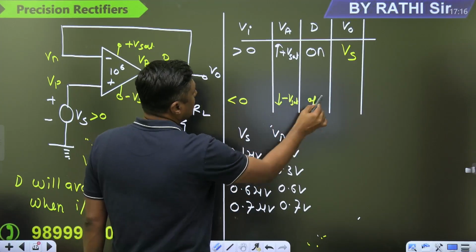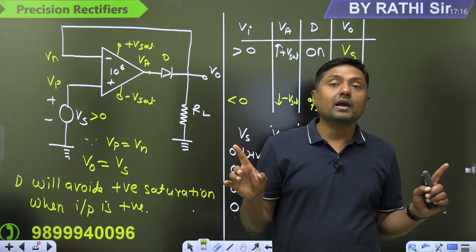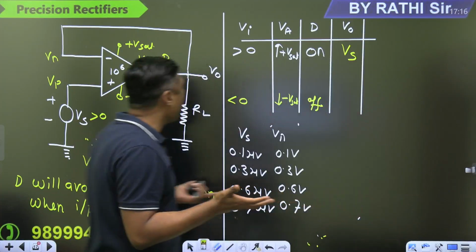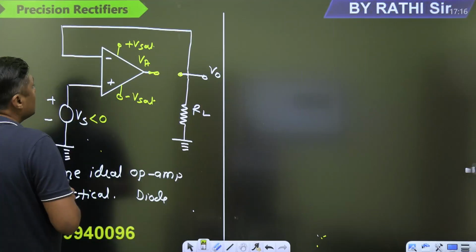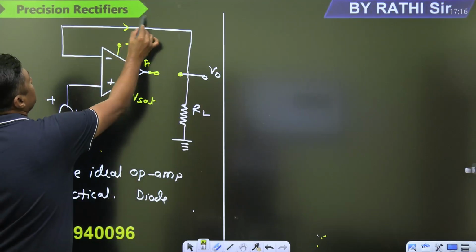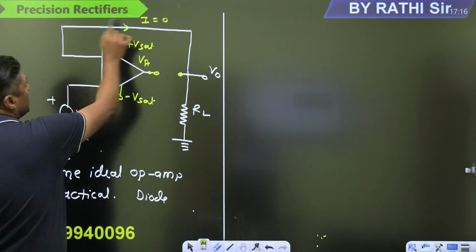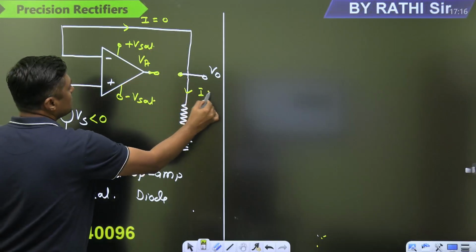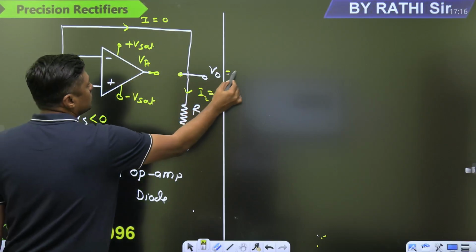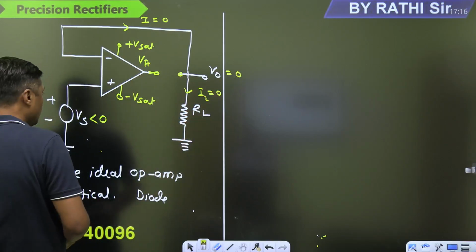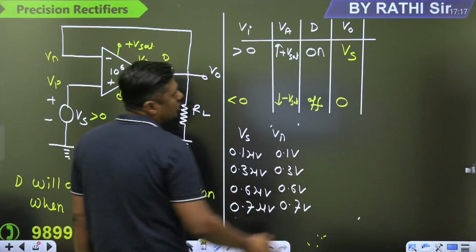The diode is off. When the diode is off, there is no negative feedback. If there is no negative feedback, the virtual short concept is not valid. And what is the current here? 0, because the op-amp will not allow the current in this direction. What is the current through the RL? 0, same current. And that's why what is the output? 0. Output is also 0. So in the second case, we are getting the output 0.